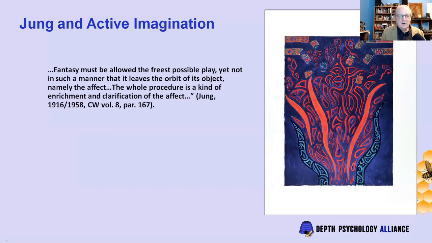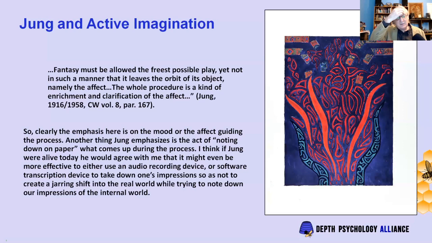Remember I said the affect, the emotion. He wants to give it lots of play, but not so that it leaves where the emotional juice is, where the powerful, often numinous, but highly emotional affect is. Always circumambulate that. The whole procedure is a kind of enrichment and clarification of the emotion, of the affect. And that's, I think, volume 8, the Structure and Dynamics of the Psyche. So clearly the emphasis here is on the mood or the affect guiding the process.